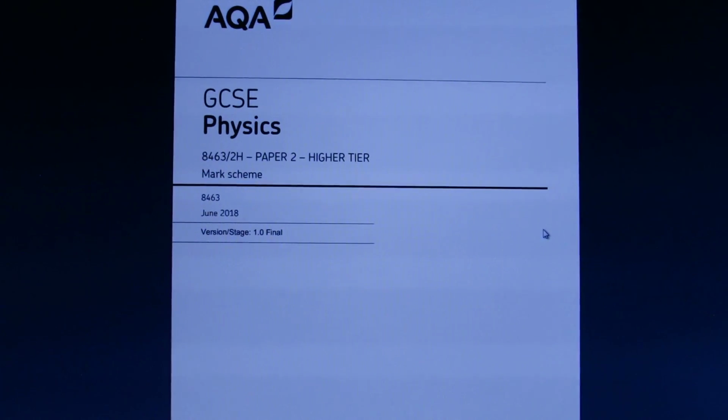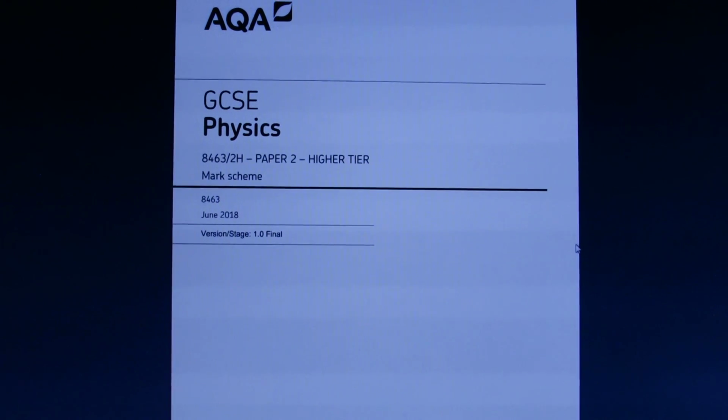Paper 2, higher marking scheme. To follow in the next video, because I'm almost out of time.